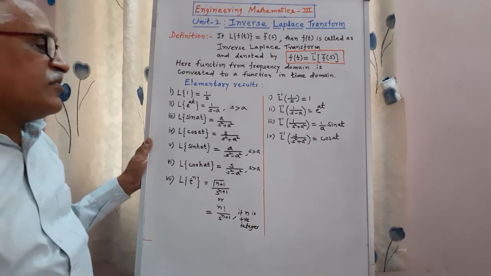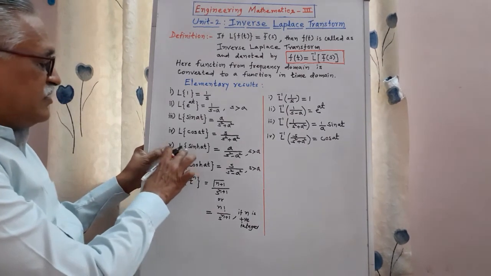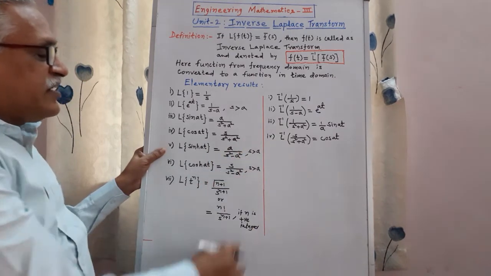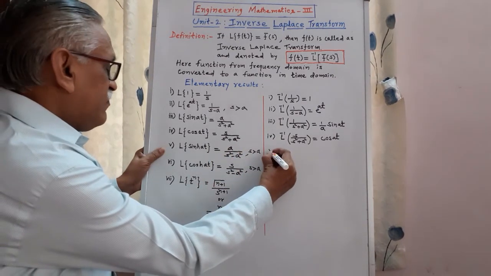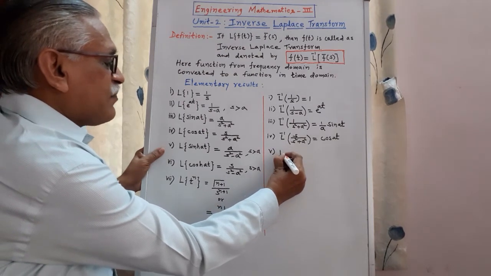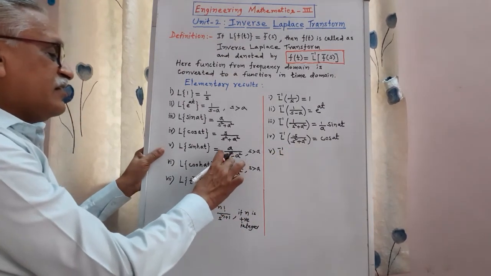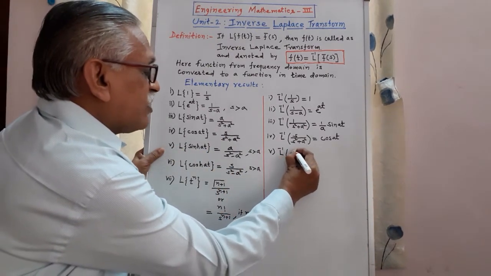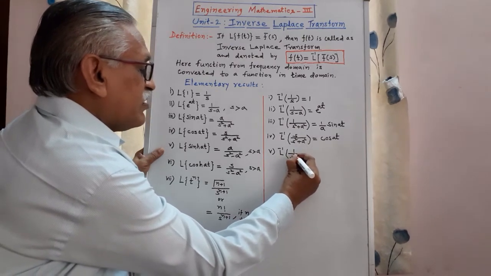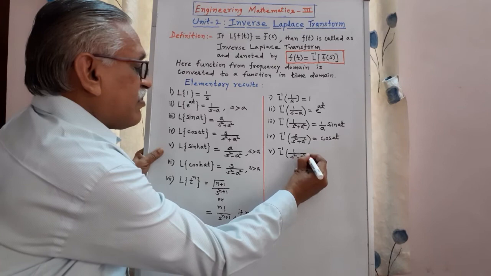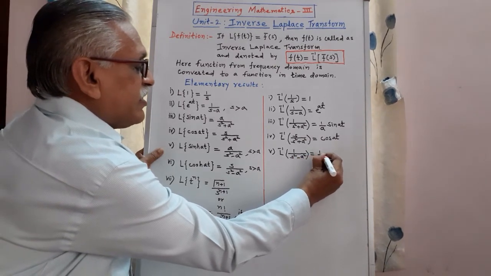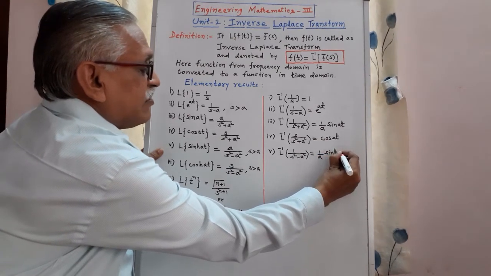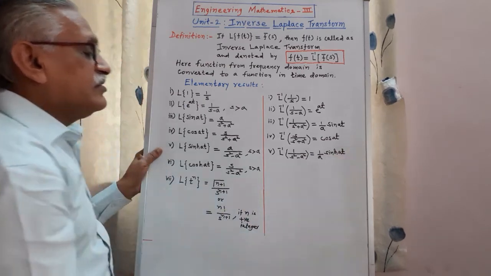Then fifth, Laplace of sine hyperbolic at is a upon s square minus a square, provided s is greater than a, and therefore we get the fifth result as inverse Laplace of, once again transferring this to the other side, we get inverse of 1 upon s square minus a square as 1 by a sine hyperbolic at.